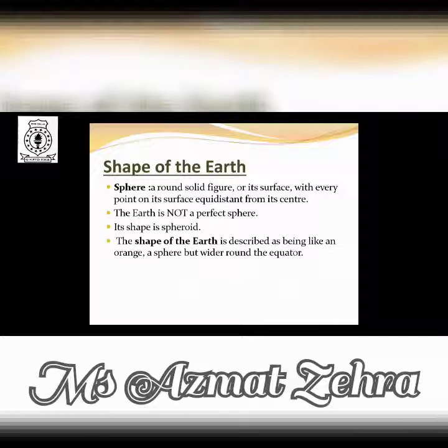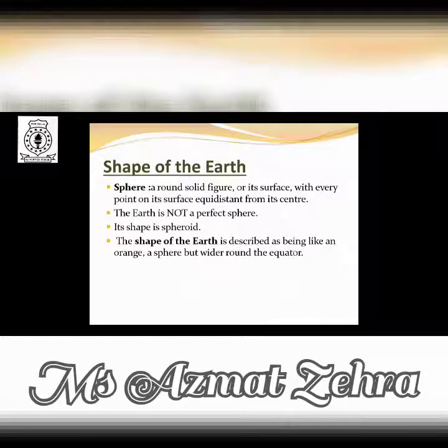It is spheroid. Spheroid means flat from the top and having a bulge from the middle. So the shape of the earth is described as being like an orange, a sphere but wider round the equator.